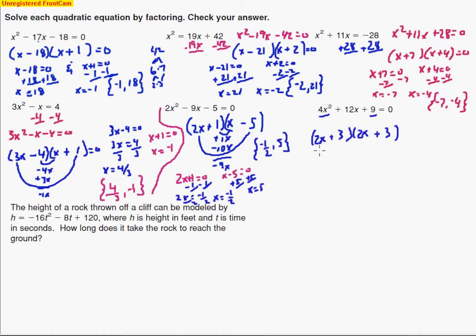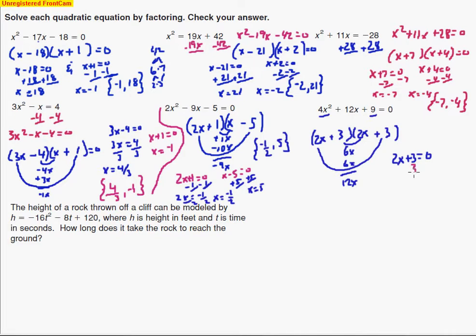Just got to check the outside terms and the inside terms to see if they make 12x. 6x and 6x, yes. It does end up working. It makes 12x. So I know I've got it right. And so here, since they're the same exact binomial, you're only going to have one answer. You don't have to write that one answer twice. Some people will do that. You don't need to do that. Just write it one time.